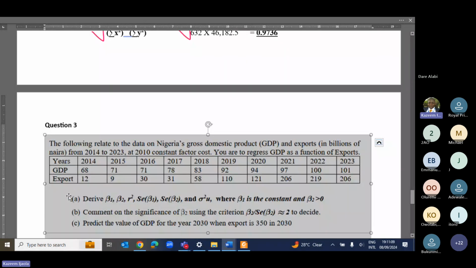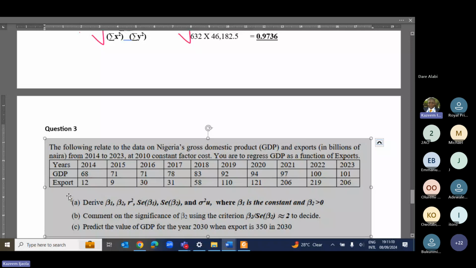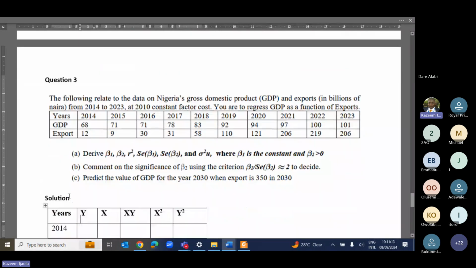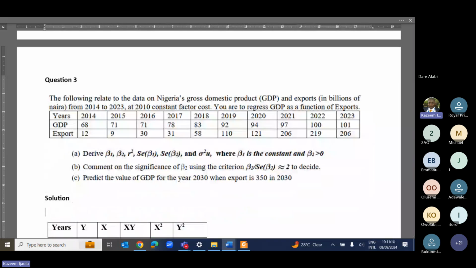Let's look at these questions now. So first of all, let's identify what is our dependent variable, which is going to be Y, and what's our independent variable, which is going to be X. That's the first thing we need to do.